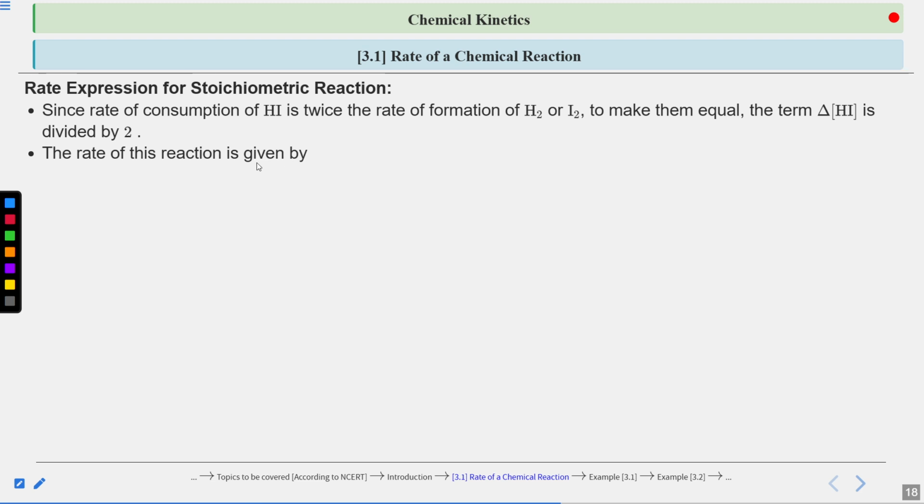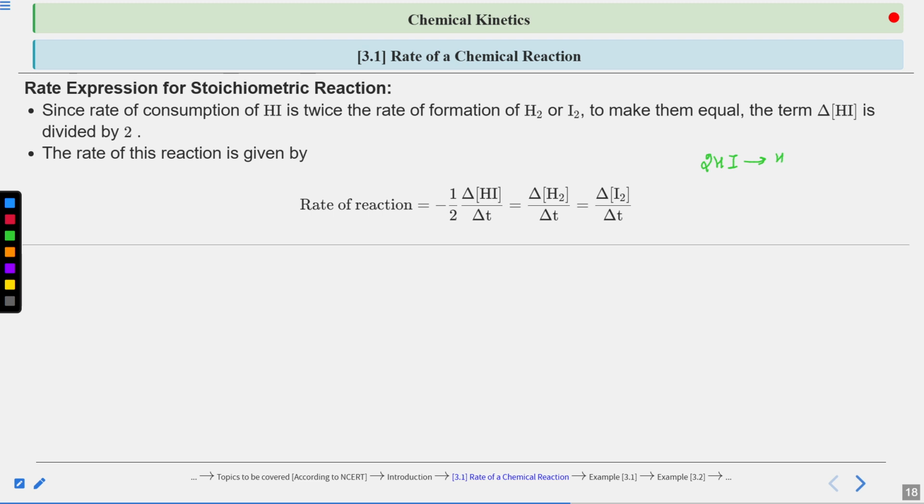The rate of this reaction is given by minus half of delta HI by del T. So basically our reaction was 2HI giving us H2 plus I2, right? So what we are saying is that the rate of consumption of HI is twice the rate of formation of H2 and I2. That means if you are consuming 2 moles of HI, you are making 1 mole each of hydrogen and the iodine gas, right?